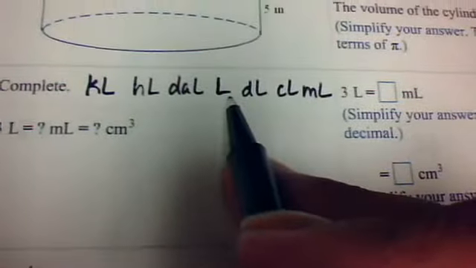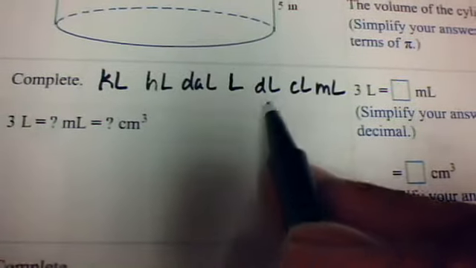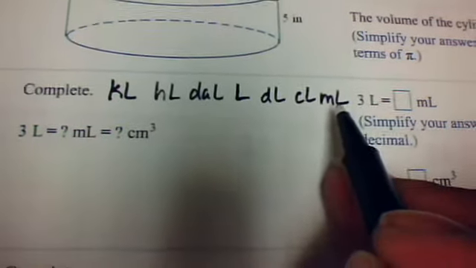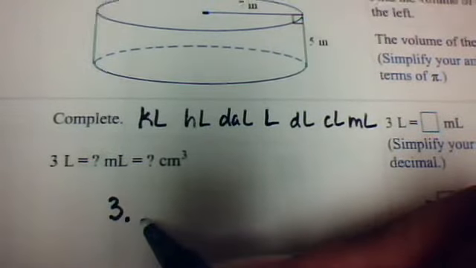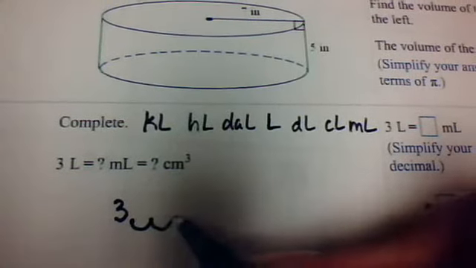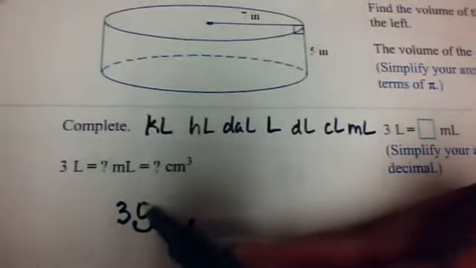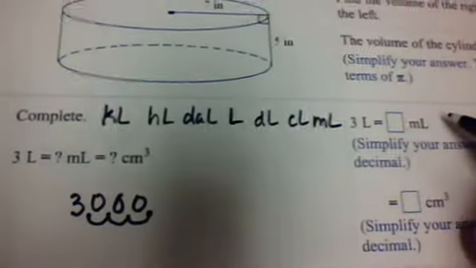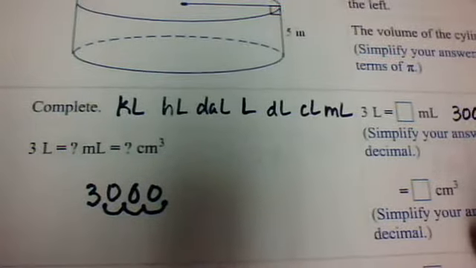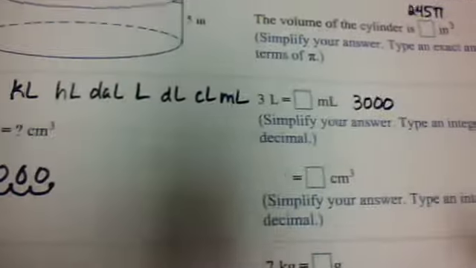Now, from liters to milliliters, that's 1, 2, 3 places to the right. So in the number 3, we need to move that decimal point 3 places to the right. So here, 3 liters will be equivalent to 3,000 milliliters.